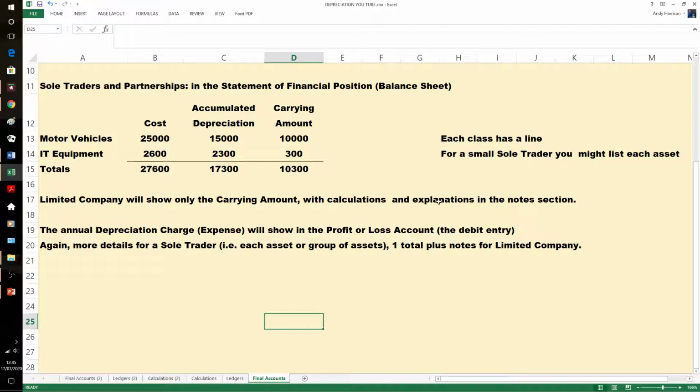A limited company will only have one column, the carrying amount. Any calculations and explanations needed go in the notes section, and then the annual depreciation charge in the profit and loss account will be a debit entry, just one of the list of expenses. Again, for a sole trader you might list more details. One total for depreciation for a limited company, but again, further explanations are in the notes section, fairly early usually.